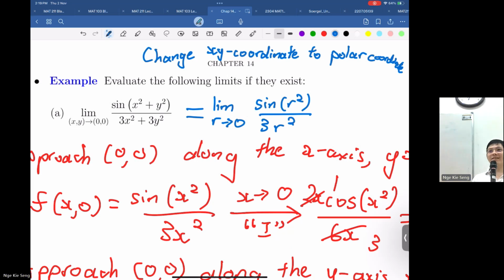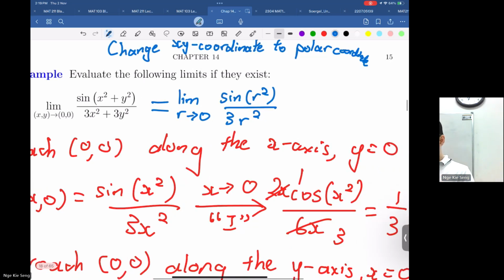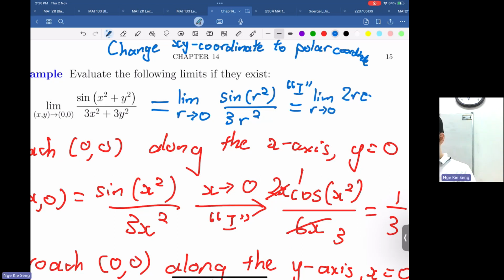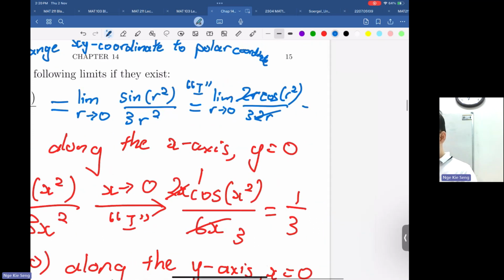Same calculation appears again. Yeah. So we use L'Hopital. I think we use L'Hopital. We get 2r cos r squared over 6r squared. Maybe we don't combine, actually, you see? If I don't combine, I know where my 3 comes from. Once you combine, some information will be lost. Okay, and then 2r cancels with 2r. And then we get 1 over 3.